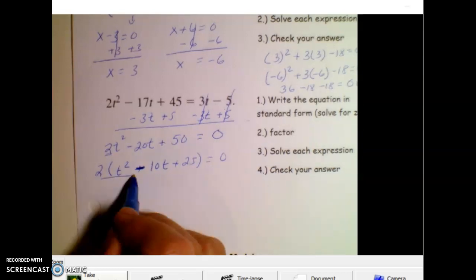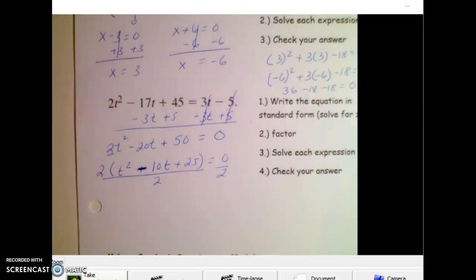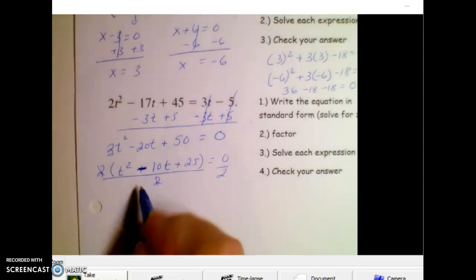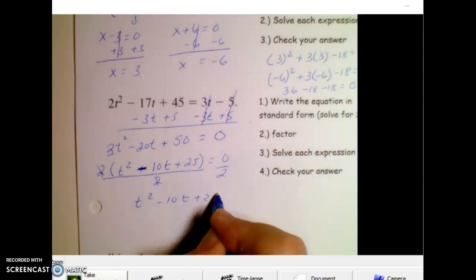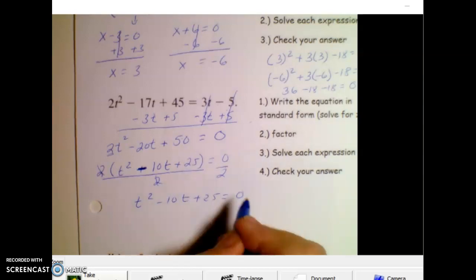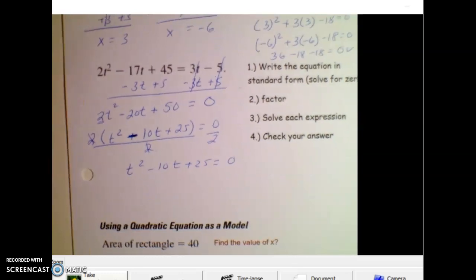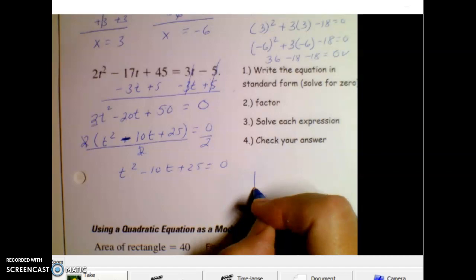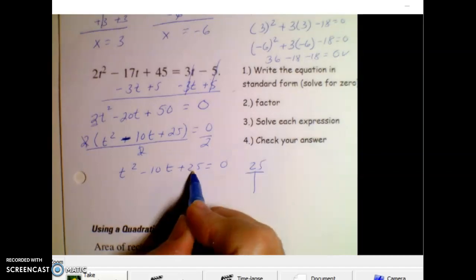So I can divide both sides by 2. I'm going to cancel my 2's, and I'm left with t squared minus 10t plus 25 equals, it's still 0 because 0 divided by 2 is 0. And now I'm just going to factor that. Okay, so let's come over here and make my table. I'm looking at that factor.